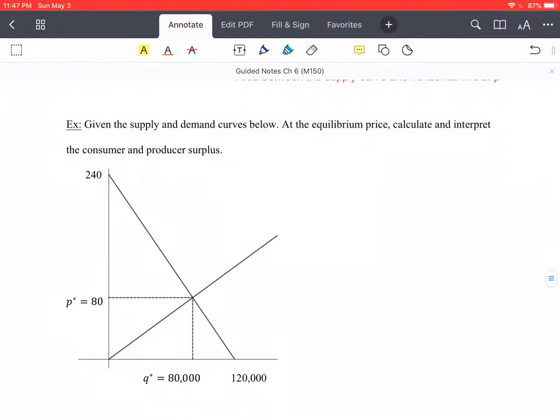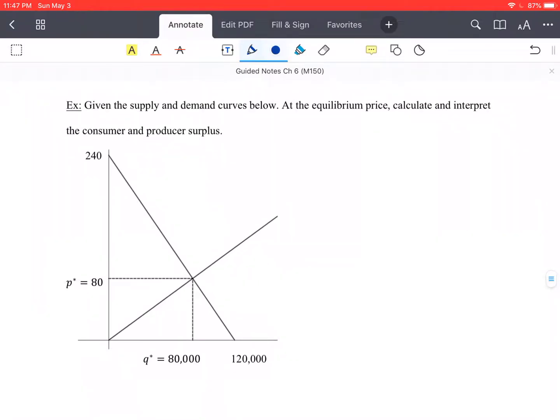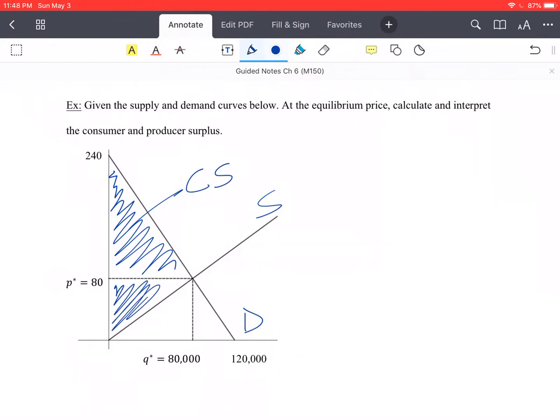Given the supply and demand curves below at the equilibrium price, calculate and interpret the consumer and producer surplus. So here's our supply and demand, and our consumer surplus is going to be this area up here. That's consumer surplus, and our producer surplus is this area down here. Now in this case, because we have these different values for P star and all of that, we can find these areas geometrically without having to do integration.